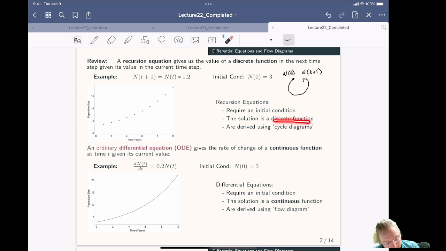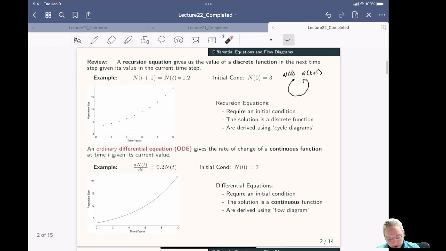So when we iterate a recursion equation, we get a discrete function where we have the value of the variable n at a bunch of discrete times t. Today we're going to talk about an alternative to this called an ordinary differential equation, or an ODE, that gives us the change in a system as a continuous function at time t. So here, instead of having n of t plus 1, we have a derivative on the left-hand side. So we have the change in n at time t is equal to some function of n.